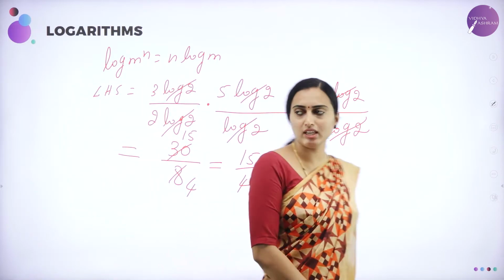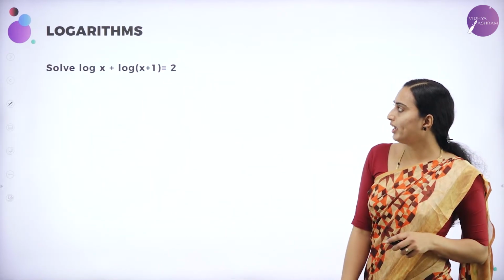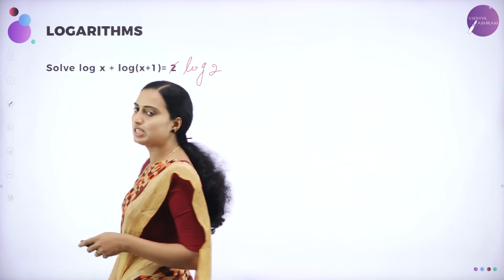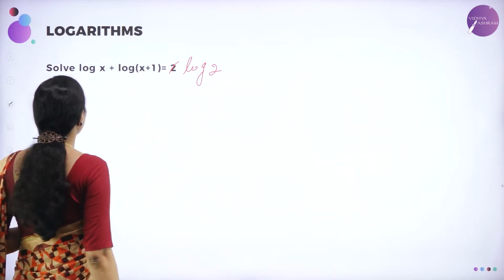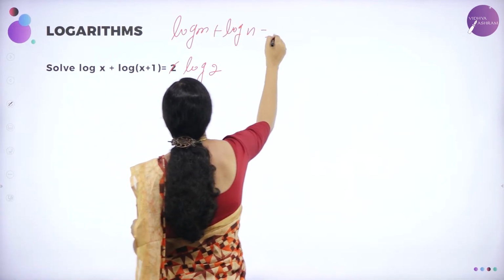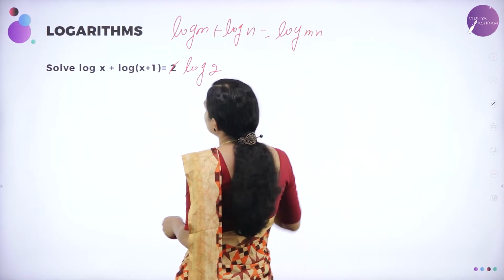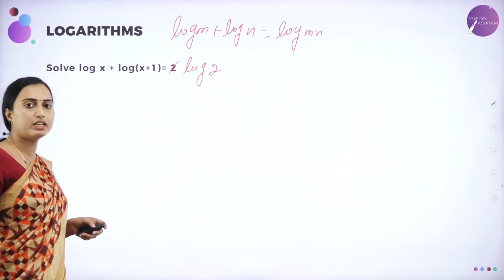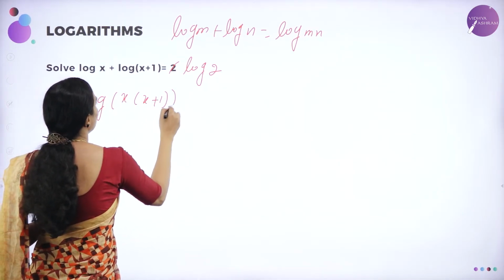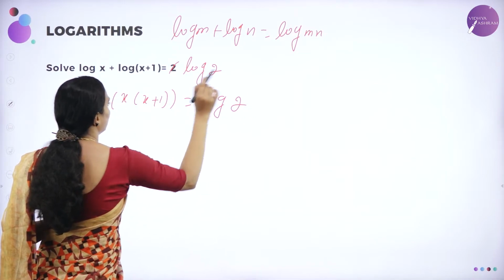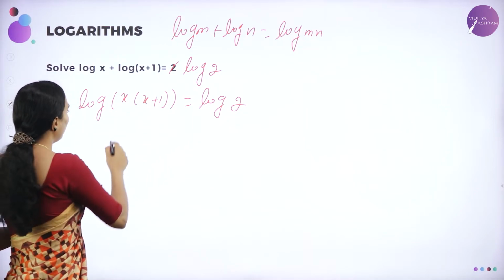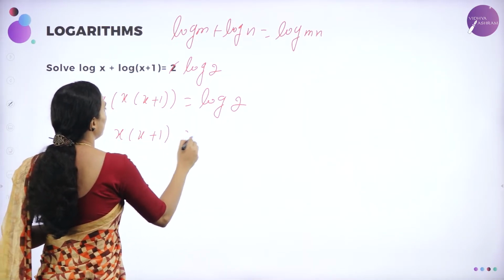What they have asked, let me see here. Let us solve this problem. What is log x plus log of x plus 1 is equal to, this is nothing but log 2. Therefore, solving for x, let me use the formula log m plus log n is equal to log mn. So log of x into x plus 1 is equal to log 2. Log will get cancelled. You are going to remain with x into x plus 1 is equal to 2.